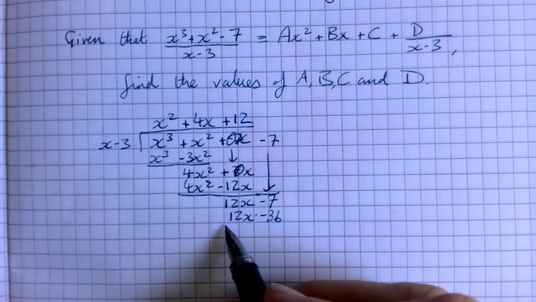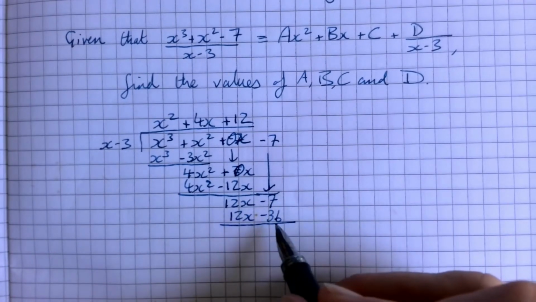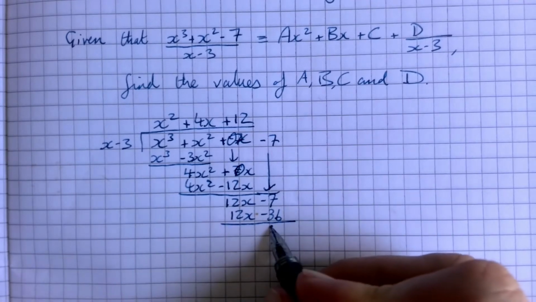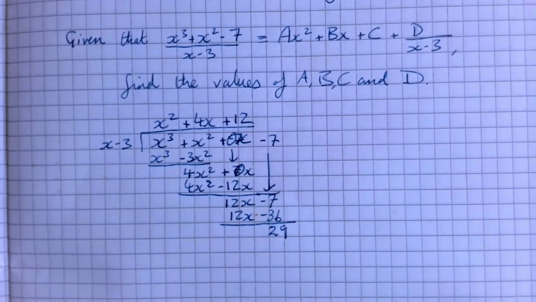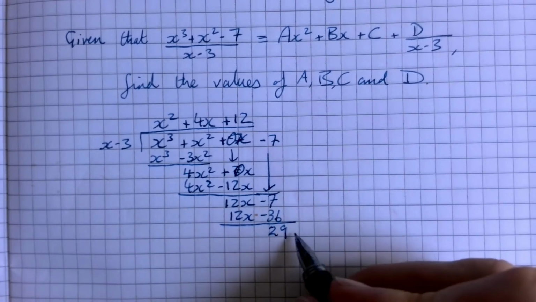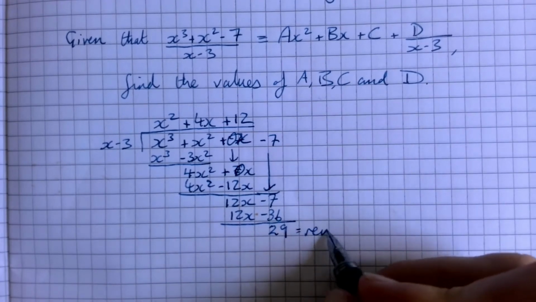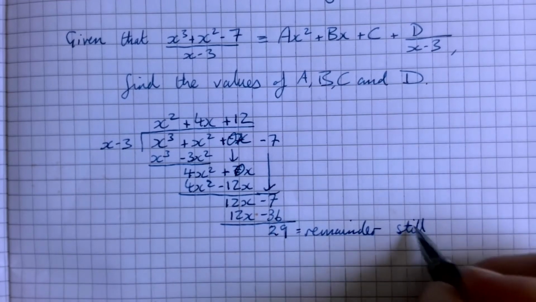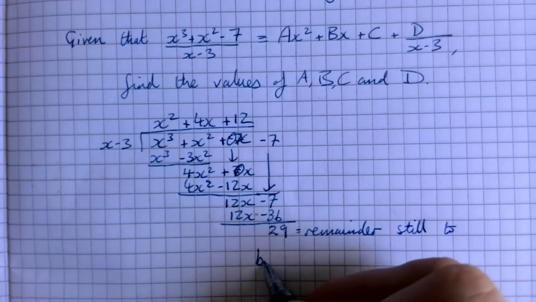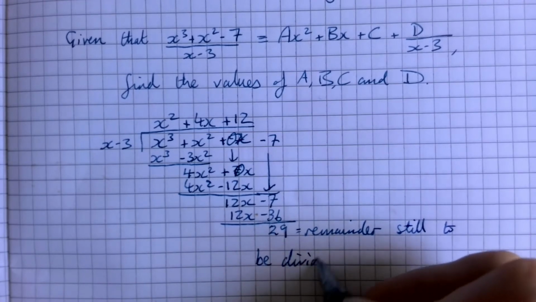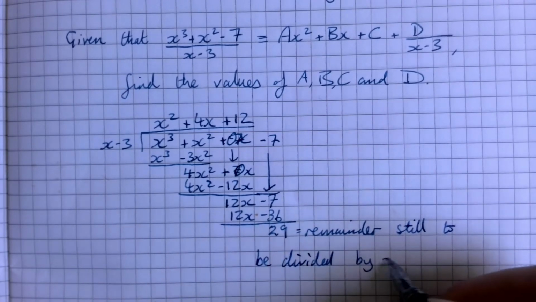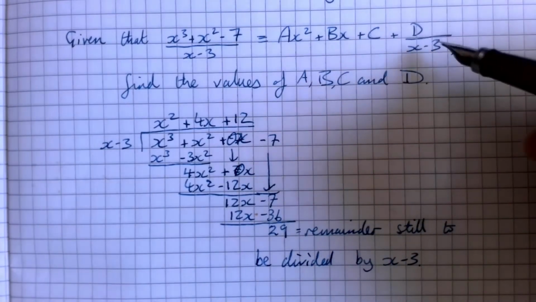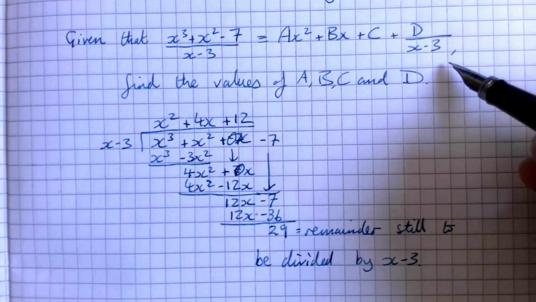So if I take this away from here, -7 take -36 is adding 36, gets me to plus 29. That is my remainder still to be divided by x minus 3, which is how this is all going to come out into this answer up here.